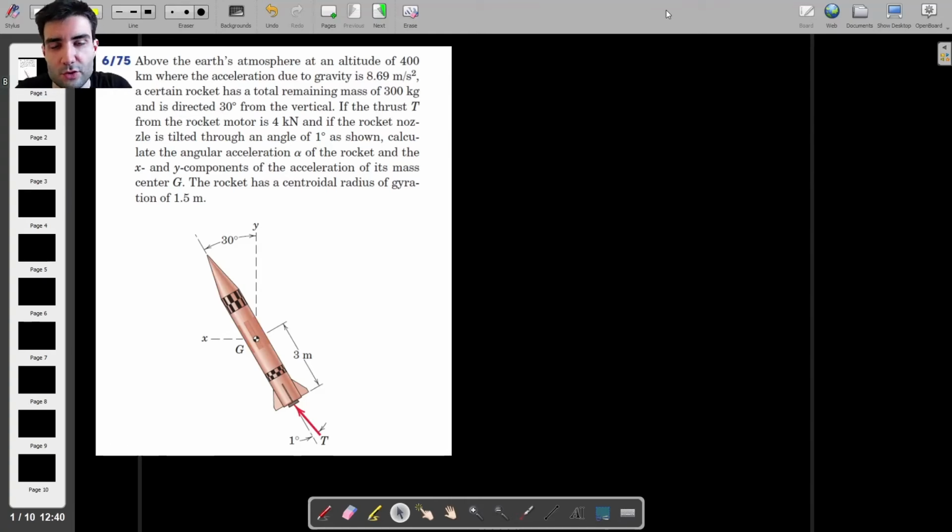Here's a question which involves looking at the acceleration of a rocket, which is subjected to a thrust force as well as to the Earth's gravitational field at a certain height above the ground.